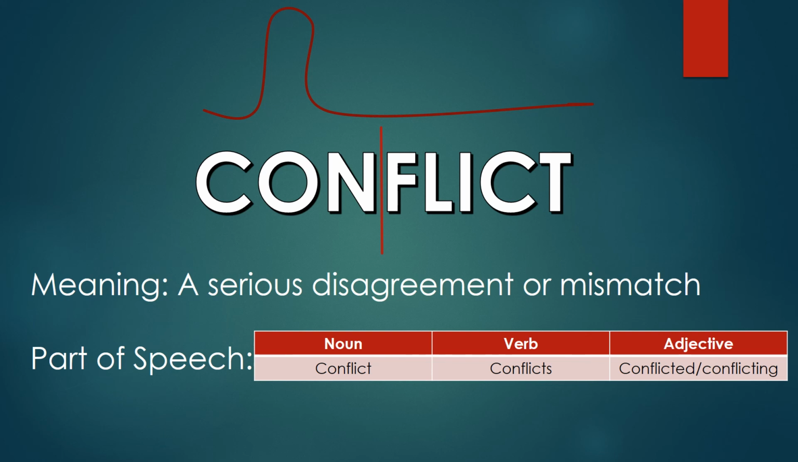But notice, the verb form and the adjective form change the stress on the word. So, as a noun, we have conflict. As a verb, we have conflict. The stress changed. Notice this when you're using it in real life.